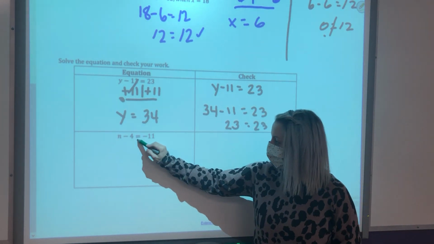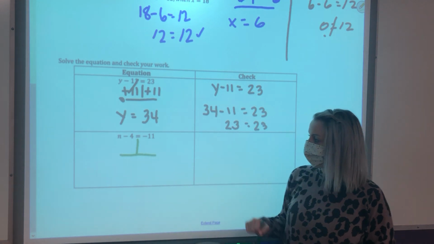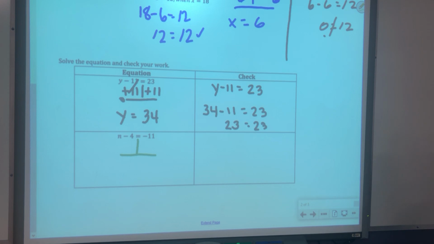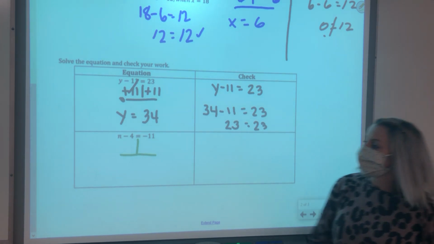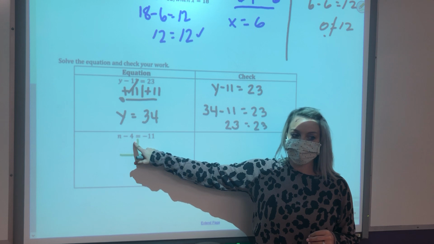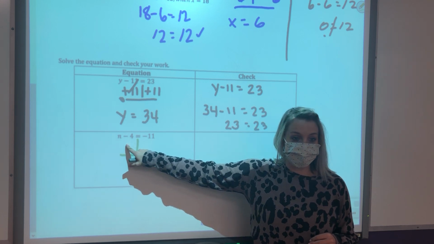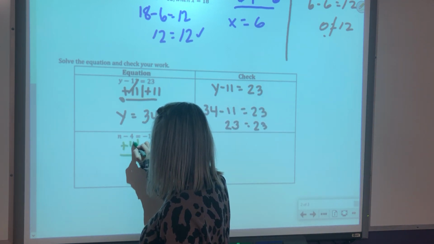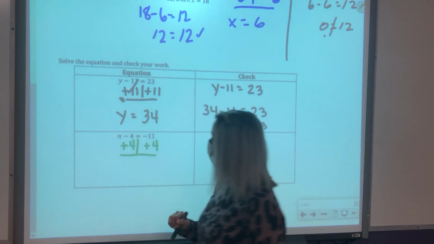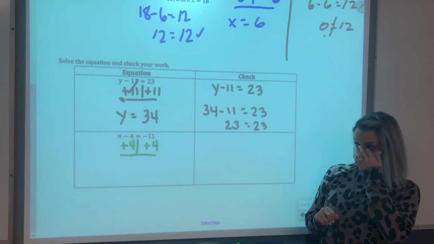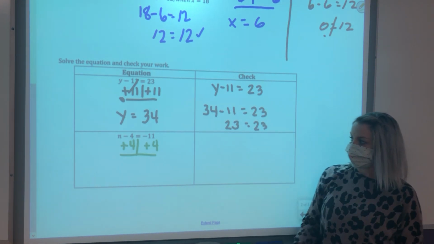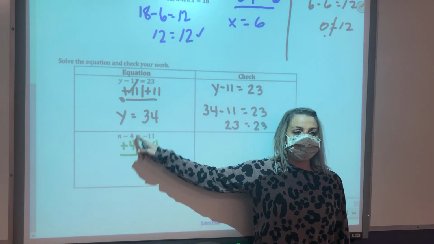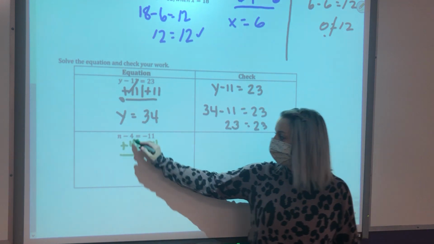All right, here's our next one. Can we try this one on our own too? Okay, we're going to try the third one on our own. So n is being subtracted by 4. Inverse of subtracting 4. Adding 4. So negative 4, positive 4. Opposites always equal 0.